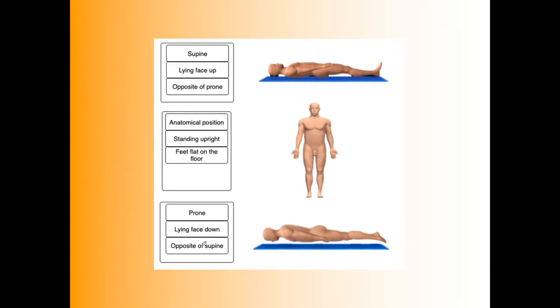So you have all these possibilities off to the side and these empty boxes, and you would click and drag them. So if we start with the middle one first, well, we know that that's anatomical position. We know they're standing upright and the feet are flat on the floor. If we look here, supine, they're certainly lying on their spine. We know it means face up, and supine is the opposite of prone.